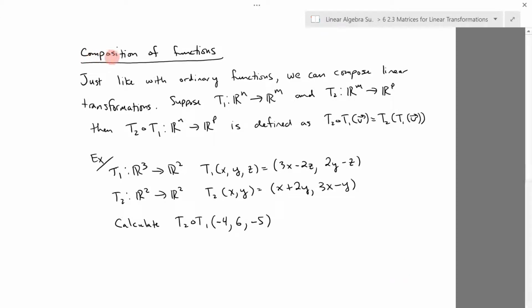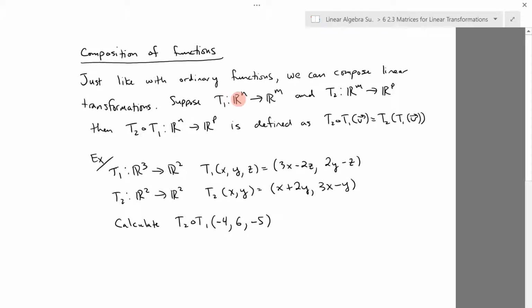Here we look at composition of functions. Just like with ordinary functions, we can compose linear transformations. Suppose you have two linear transformations, T1 and T2, where the codomain of T1 is the same as the domain of T2. You need this requirement because the output vector for T1 becomes the input vector for T2, right? So the vector spaces should match up.